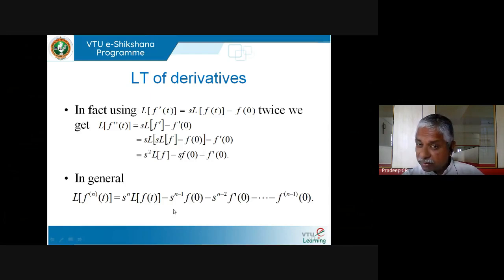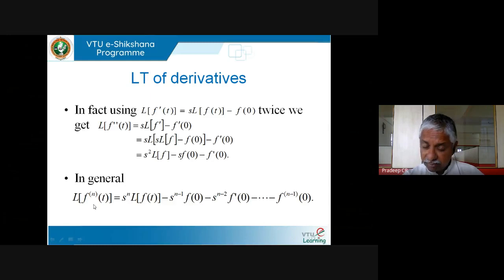Please note here I'm slightly sort of cheating. Let us take the first one only. If you just know L of f t, you don't know L of f dash t. You must also know f0. You know f, then you know f0. Then if you know L of f t, then you know s into L of f t minus f0. So this is what this formula is all about.